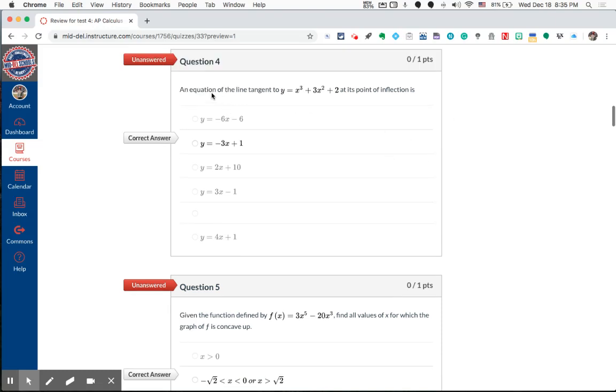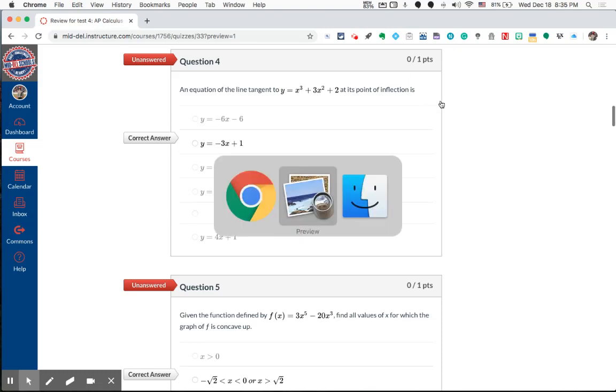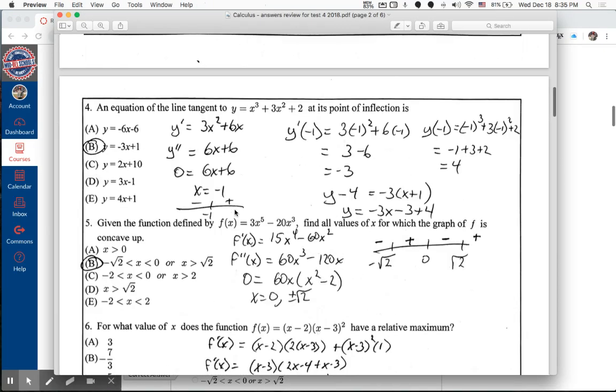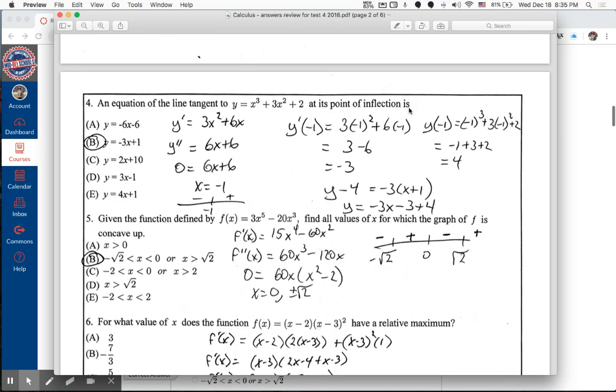Next one, an equation of the line tangent to this at the point of inflection is, so this is one we did in class as well. So first thing I have to do is find the point of inflection, which we get from the second derivative. So I do the first derivative, which is here. I do the second derivative, which is here. I set that equal to 0 and solve, which gives me x equals negative 1.